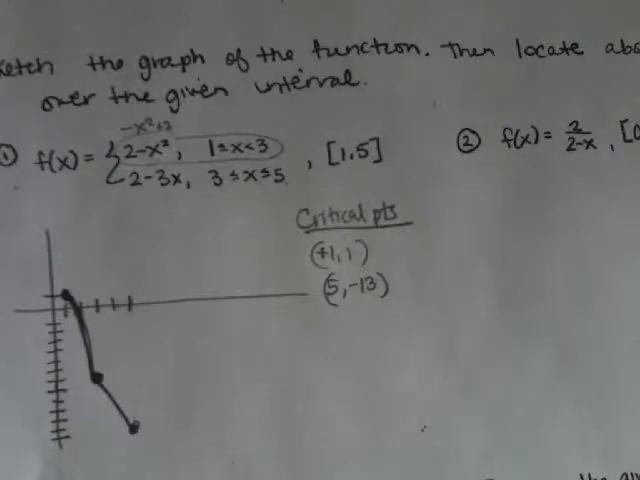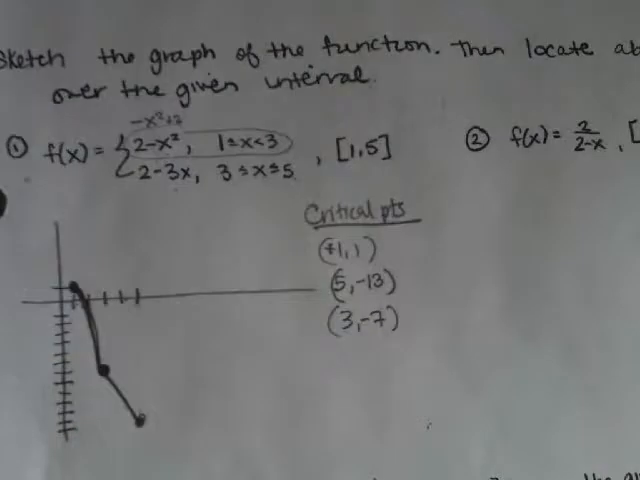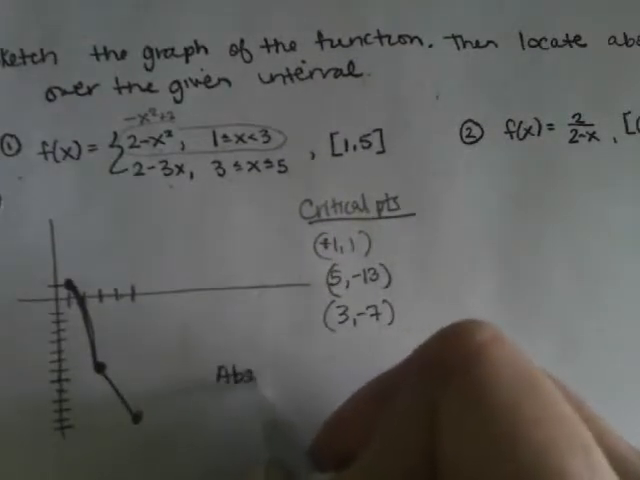Any place where the slope is 0 on this graph? Any place where the slope is 0? No. Any place where the slope is undefined on this graph? Yeah. Where did you say, Jenna? Right, at a sharp point. So that's worth looking at as a critical point, but obviously because we have a picture in front of us, we can see that the absolute max is at (1, 1), and the absolute min is at (5, -13).